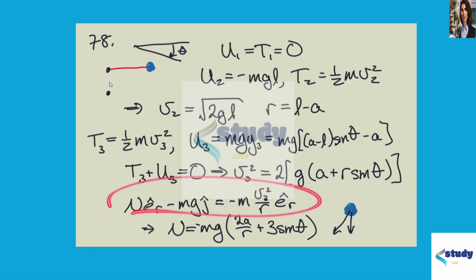We can take a dot product of this with the radial unit vector, rearrange some things, use this expression in here and simplify, and we get that n equals minus m g times the quantity 2a over r plus 3 sine theta. What we need for n, as I've drawn it here, is for it to be negative. We need the cable to be pulling on the bob and not the bob pushing on the cable, because the rope can't handle compression.